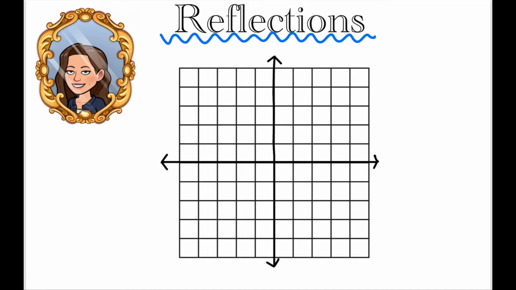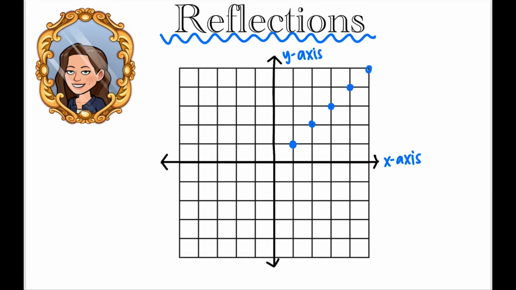Geometric reflections are when you have a figure and you flip it over a certain line. So we'll start with just a coordinate plane where we have the x-axis, the y-axis, and then I want to show you the line y equals x. The line y equals x just means it's all the points where x and y are the same.